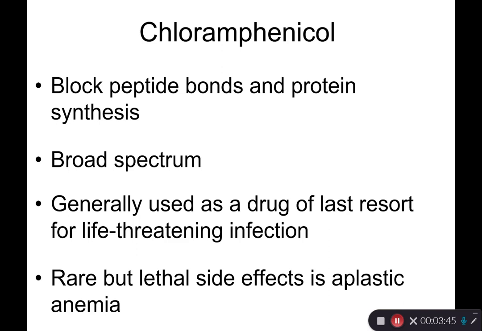Chloramphenicols, they will block peptide bonds. So they'll bind to the 50S subunit and then block protein synthesis. They are broad spectrum, so they can be used against a wide variety of microbes. And typically, they're only used in life-threatening situations because they can cause aplastic anemia. So not used routinely, but they are potent and powerful should we have a patient who needs that type of antimicrobial.